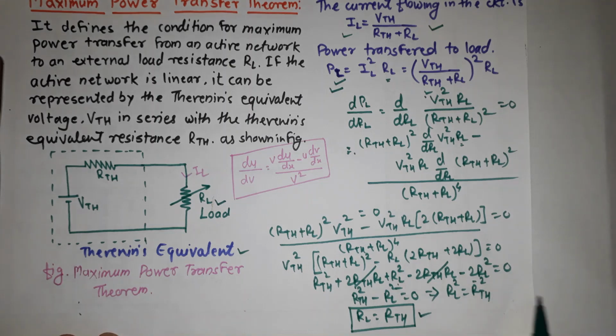So during solving the problems we should consider RL equal to RTH. Most of the time in the maximum power transfer theorem, the value of RL is not given, we have to find out the value of it. So we are finding the RTH and we are equating it with RL.